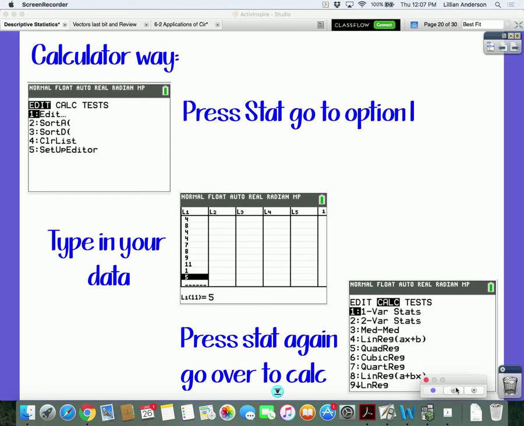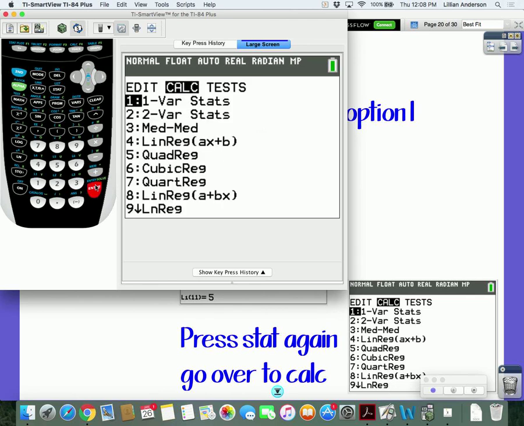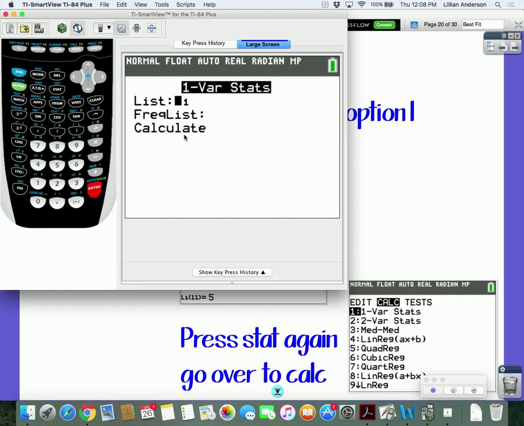Now some of you guys, it may take you back to the home screen that says 1-bar statistics. Some of you may have a list that says 1-bar statistics, type, and it says L1. Anybody's calculator does that? Mine just says 1-bar stats. If your calculator does that, when you go to stat over to calc and press enter, just go down to calculate and click enter. If yours doesn't look like this and it just shows 1-bar statistics on your home screen, just click enter.